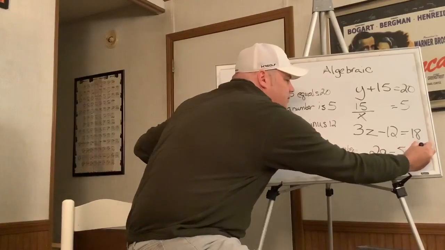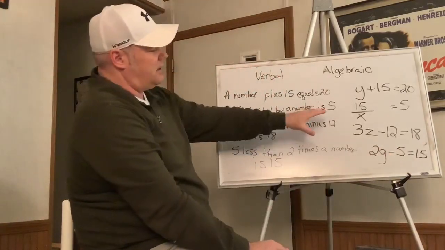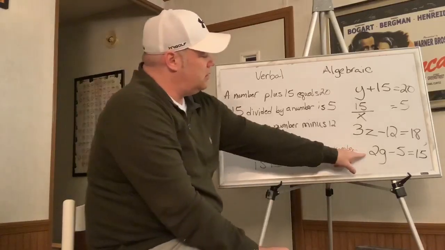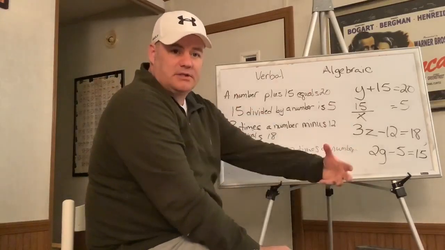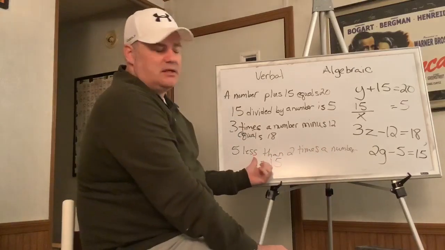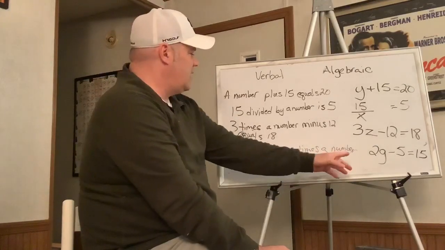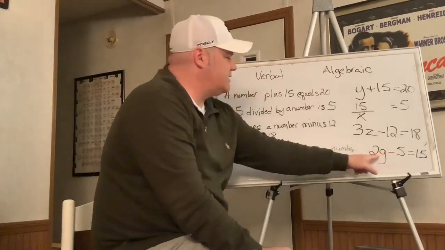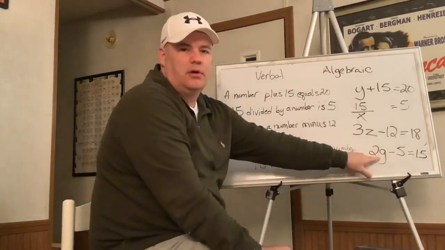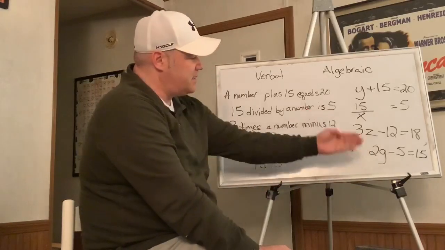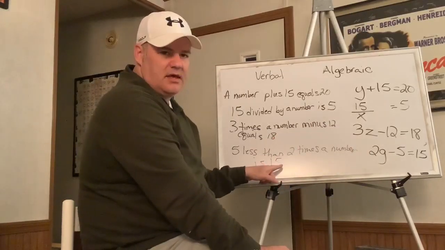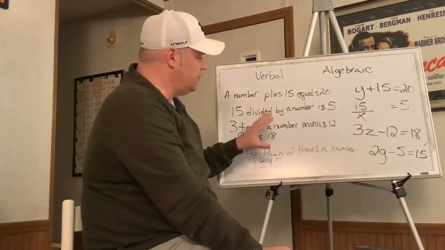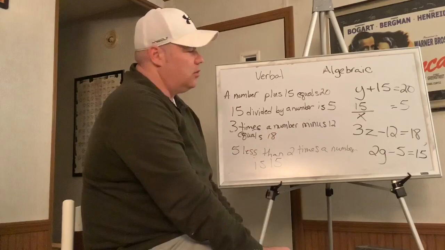Best thing to do, because that can get confusing when they start changing the order, is when you get done, make sure what you wrote, if you were speaking it out to someone, it would say this. So if you were saying, okay, I took 5 less than 2 times this unknown number, that is equal to 15. If you can speak that and it lines up with this, then you've put the correct algebraic expression to the verbal. Okay, so we'll stop there.